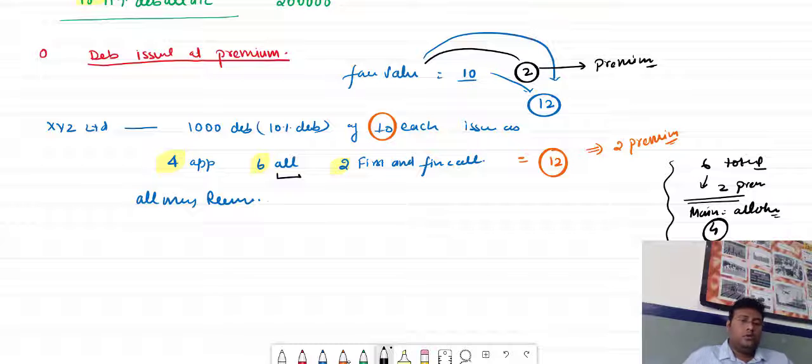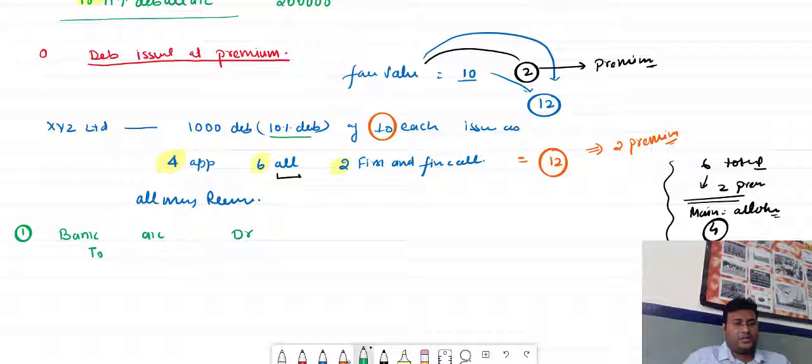So now we proceed to the entry. The first entry is bank account debit. Now bacha, look, 10% debenture is there, so we have to write 10% debenture application account. Bachcha, the number of debentures is 1000 and the application amount is how much, bachcha? 4.